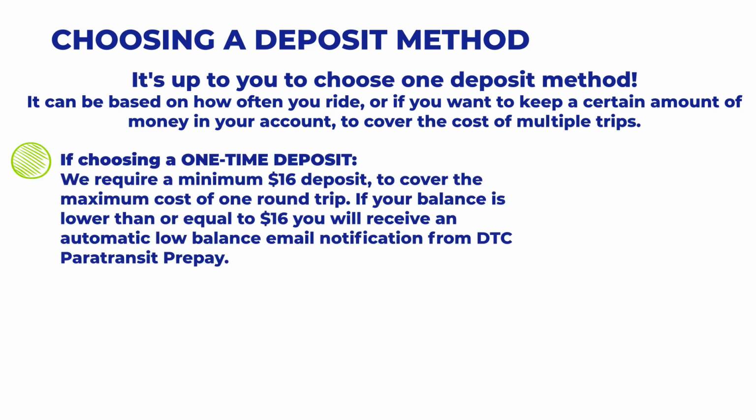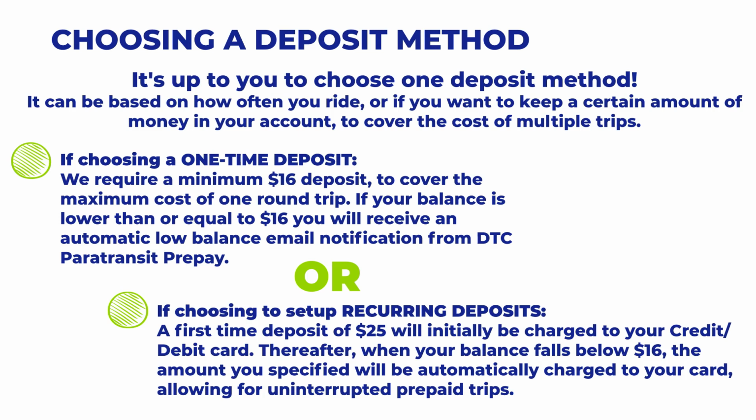If choosing a one-time deposit, we require a minimum $16 deposit to cover the maximum cost of one round trip. If your balance is lower than or equal to $16, you will receive an automatic low balance email notification from DTC Paratransit Prepay. Or, if choosing to set up recurring deposits, a first-time deposit of $25 will initially be charged to your credit/debit card. Thereafter, when your balance falls below $16, the amount you specified will be automatically charged to your card, allowing for uninterrupted prepaid trips.